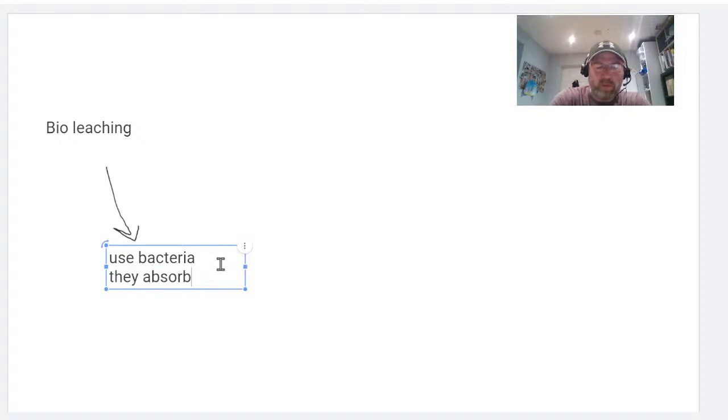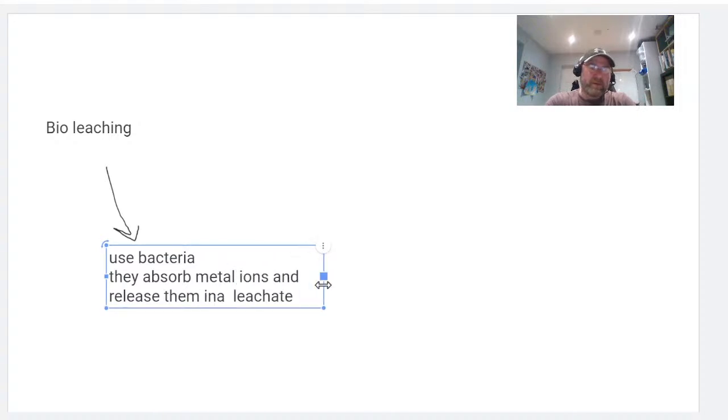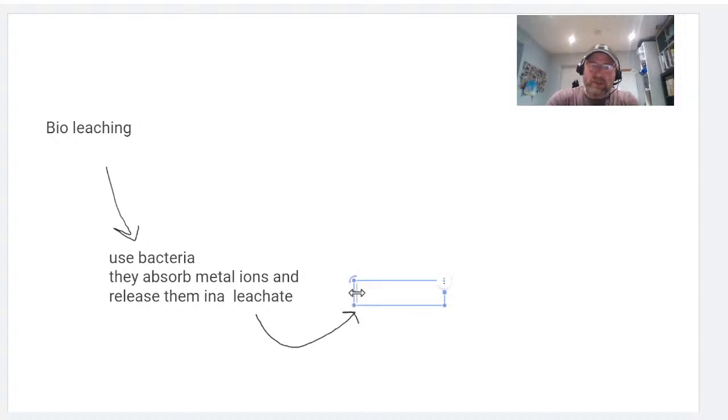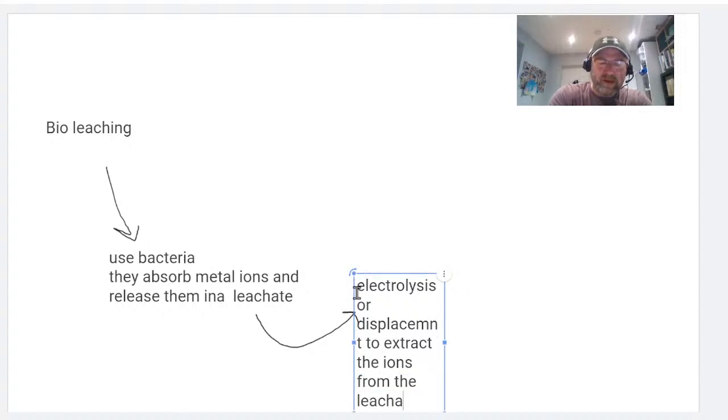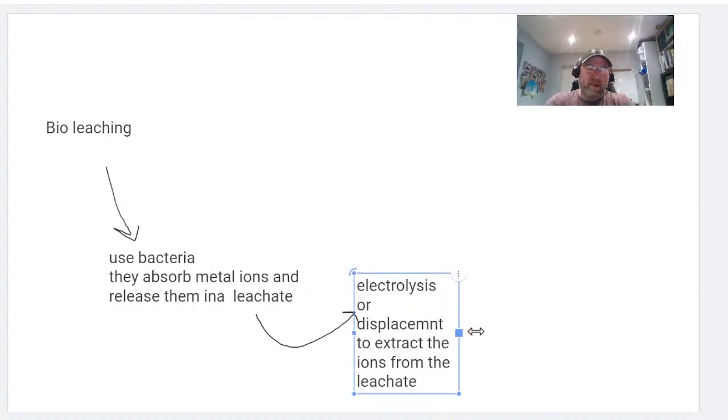They absorb metal ions and release them in a leachate. So instead of having the ash, you have a leachate, and then you just say do electrolysis or displacement to extract the ions from the leachate. So they're probably like 3 marks.